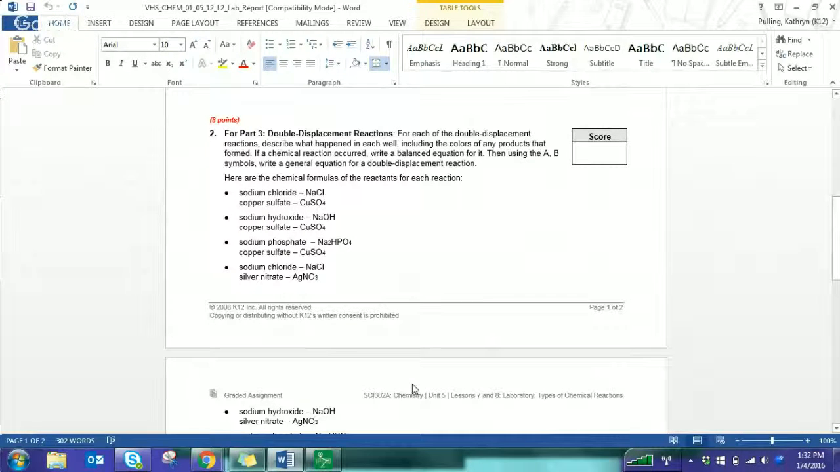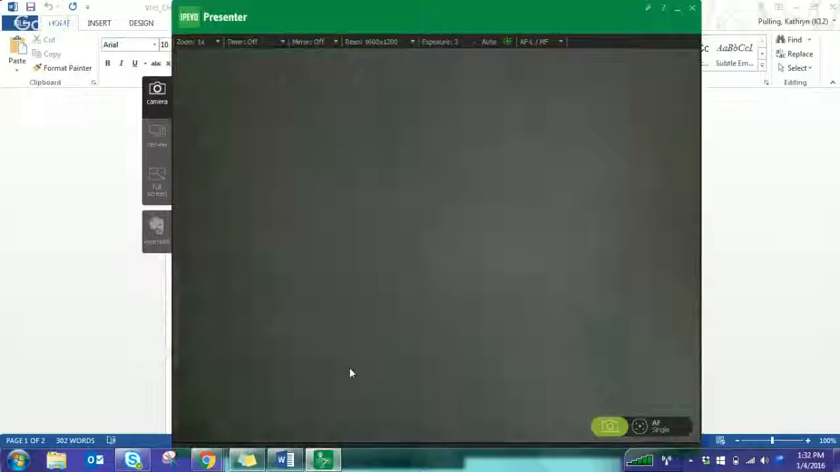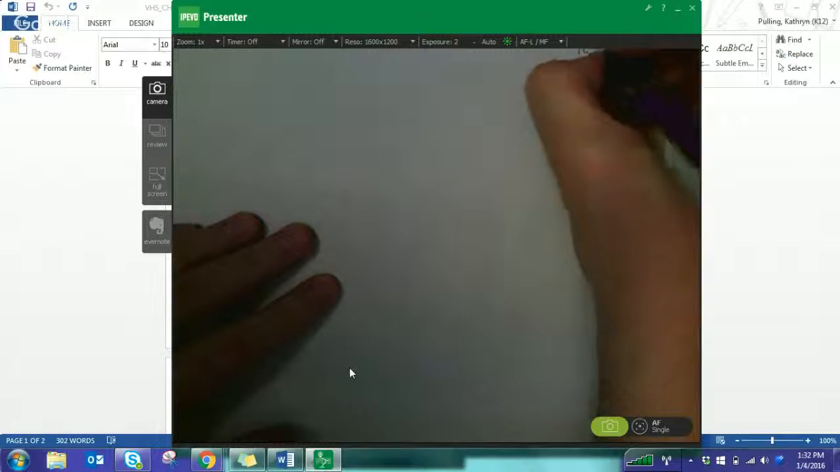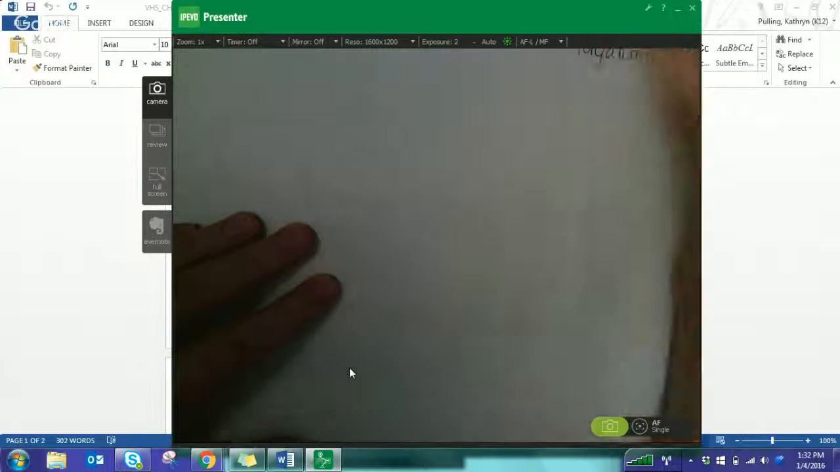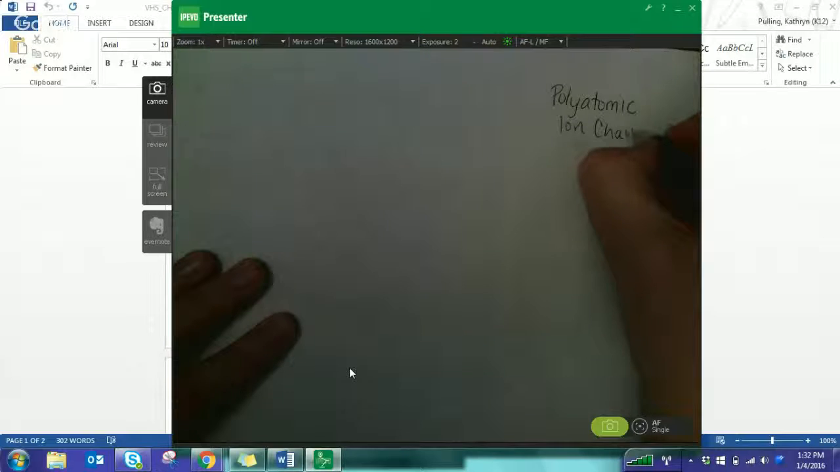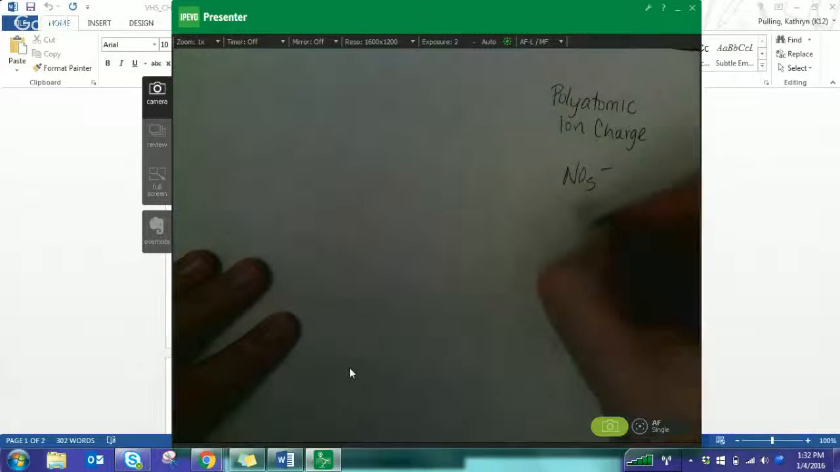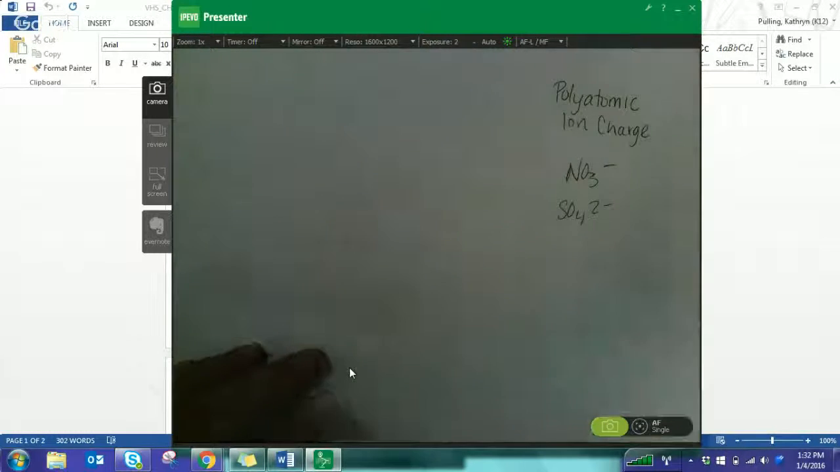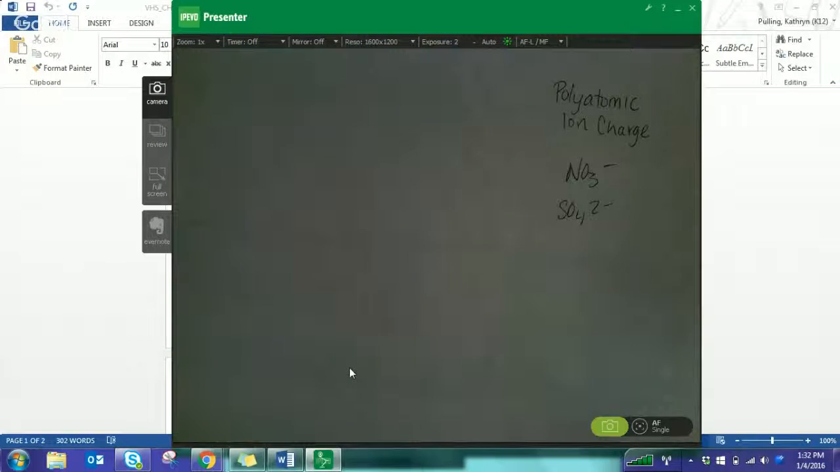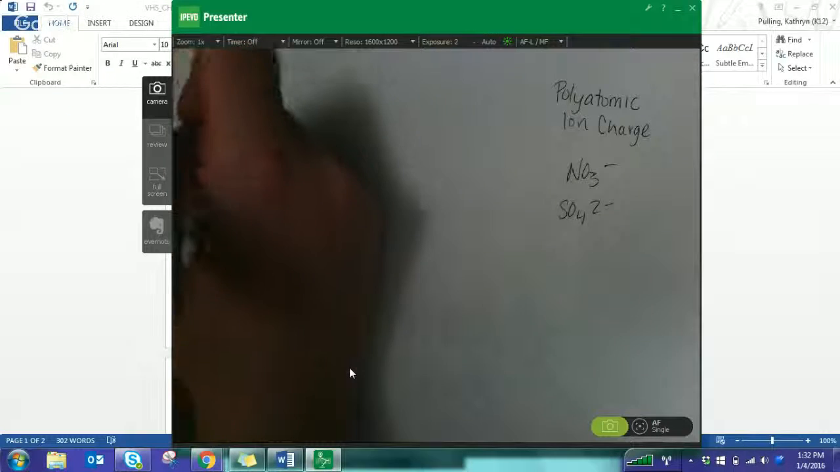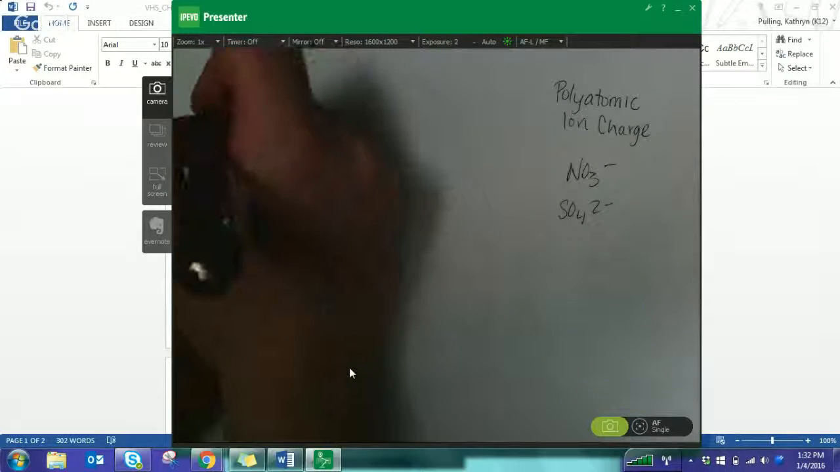This is where being really good and strong with polyatomic ion charges comes in, knowing that NO3 is a -1, SO4 is a 2-, etc. Make that look like an actual 3. There is a video recording on this. It's also going to be helpful if you are familiar with how the periodic table is set up.